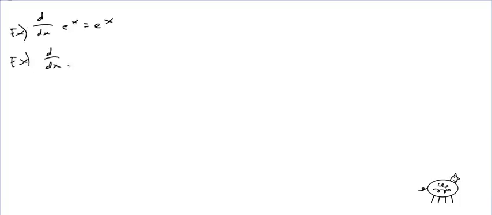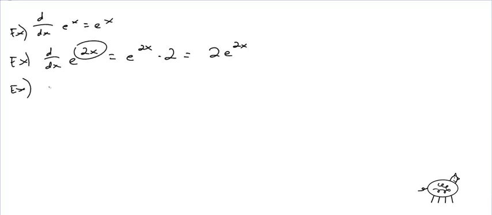d by dx of e to the 2x. Well, again, the derivative of that is e to the 2x, but then you've got to do the chain rule, so basically you're taking the derivative of 2x, which is 2. And please put it in the correct order, so you're going to have 2e to the 2x, so that's your answer. Okay, pretty easy.